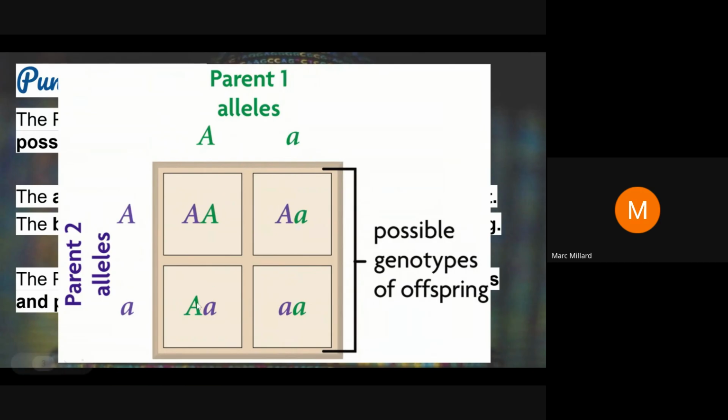And then these boxes represent the possible outcomes we could get from these two parents, because we don't know which of these letters are going to go into the gamete. Either one could go in.